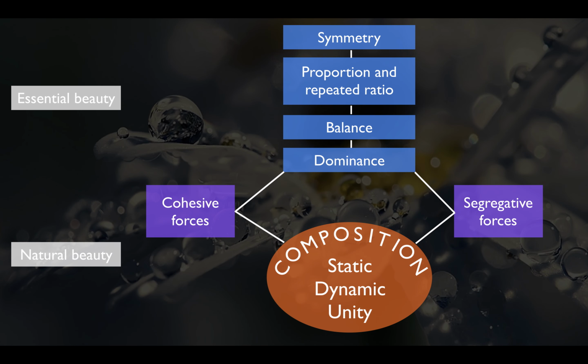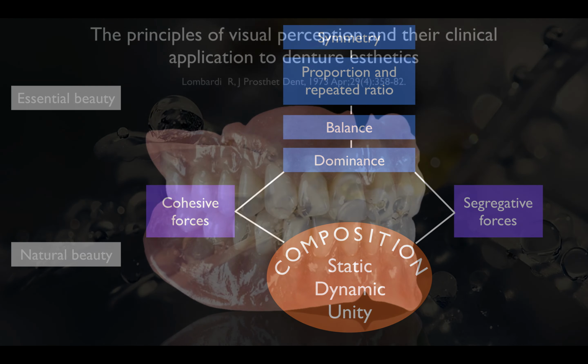It's important to understand what we're striving for. We're striving for composition. What we really want is symmetry at the midline. Our centrals have to look like mirror images of each other. We want good proportions, not necessarily the golden proportion, but whatever proportion we pick, we need to repeat it. We need to focus on the balance and the dominance of the centrals. We need to set up the smile. These are all considered cohesive forces, and this is what creates the composition for the beauty of a smile.